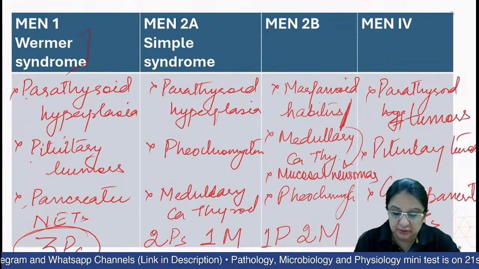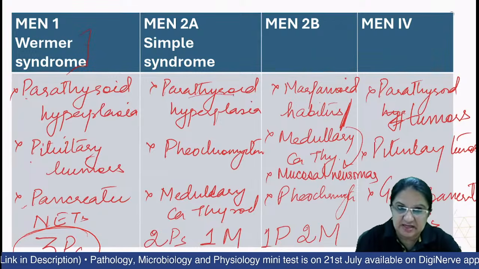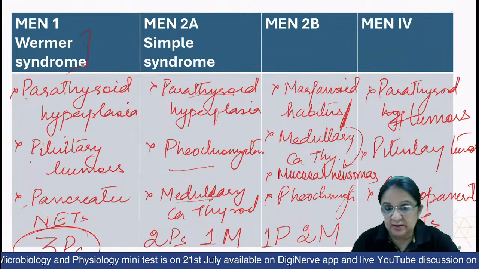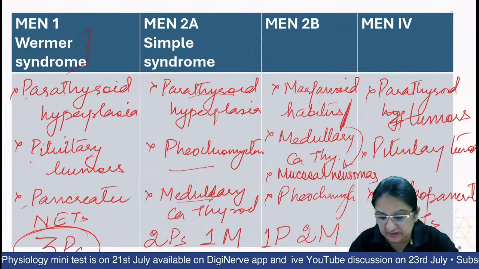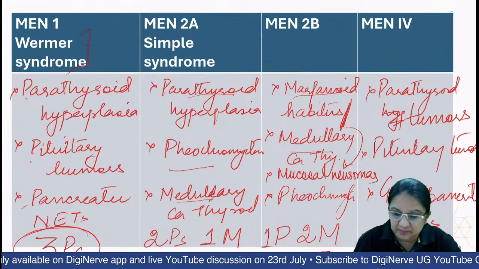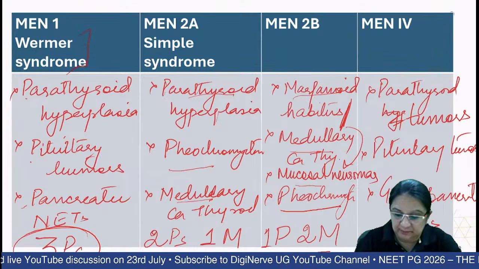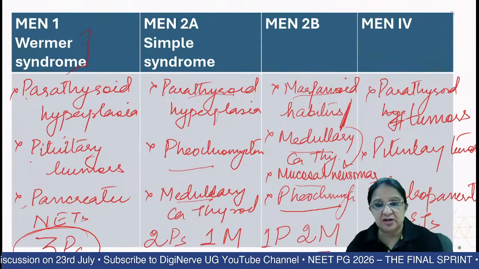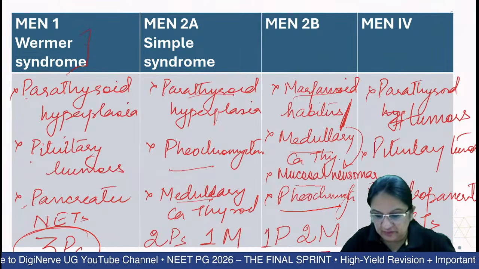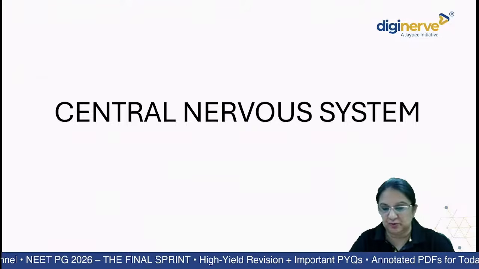MEN2. Instead of 3 Ps, you have 2 Ps. Now one M will come in. Parathyroid hyperplasia, pheochromocytoma, medullary cancer thyroid. Then instead of 2 Ps, now there is 1 P, 2 Ms. Marfanoid habitus, medullary thyroid cancer, mucosal neuromas, pheochromocytoma. Okay? So your Ps are reducing, M is increasing in 1, 2A, 2B. When we have MEN4, we have parathyroid tumor, pituitary tumor, and gastropancreatic neuroendocrine tumor.